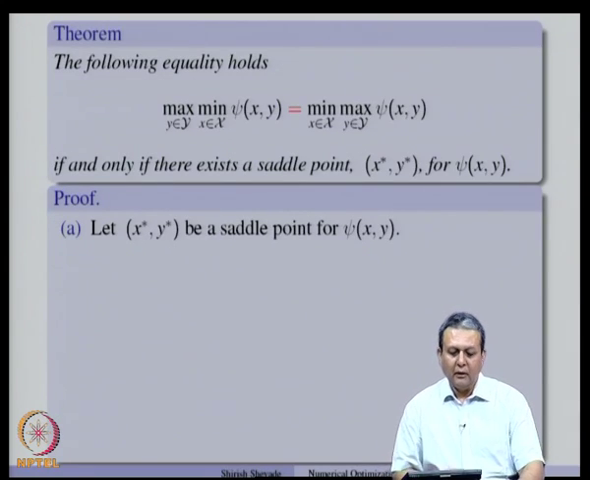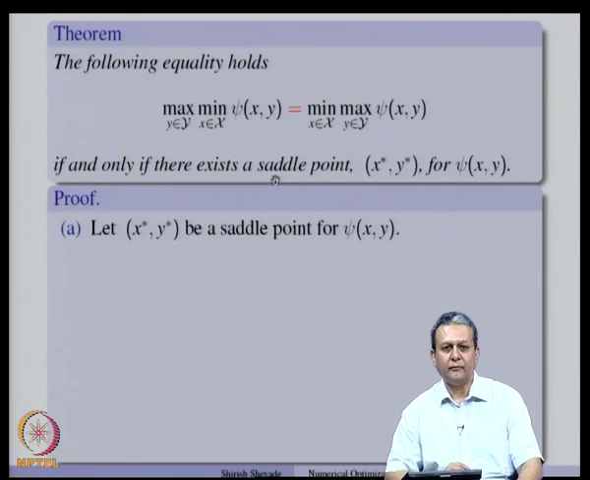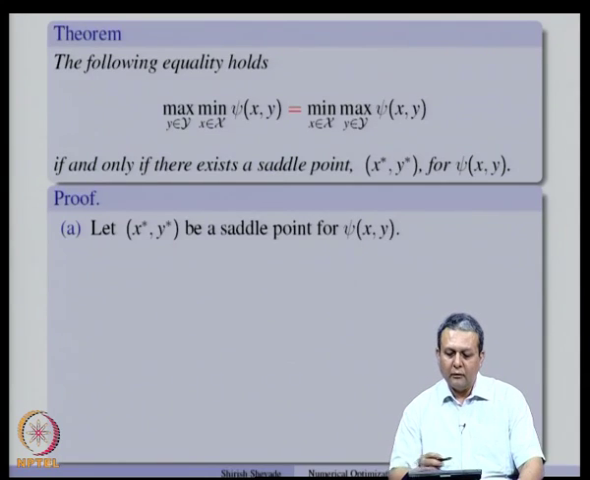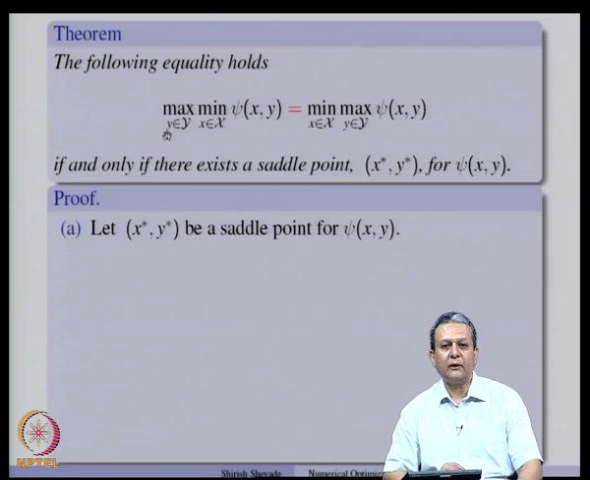Now, let us look at the proof of this theorem. So, this proof has two parts. And the first part is that we assume that there exists a saddle point x star y star and show that this condition holds. And in the second part, we show that if this holds, then there exists a saddle point x star y star. Note that this x and y always come from the respective strategy sets.